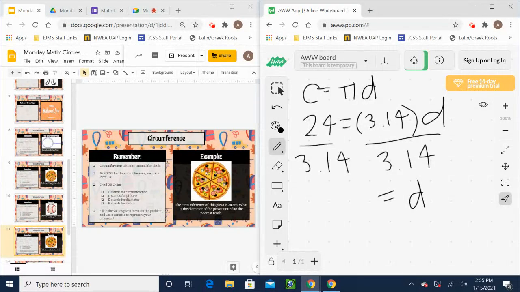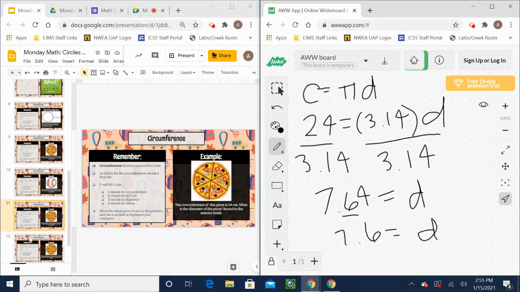That gives me a big long number in my calculator if you're doing it with me. It says 7.6433, whatever. I'm just going to write 7.64 so I can show my rounding. And this is a 4. It's telling me that I stay the same because it's less than 5. So my diameter is 7.6. All right, last one.